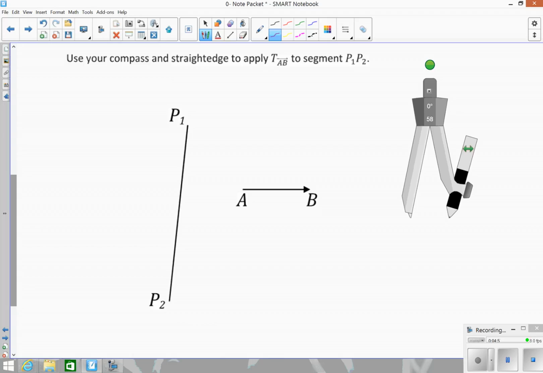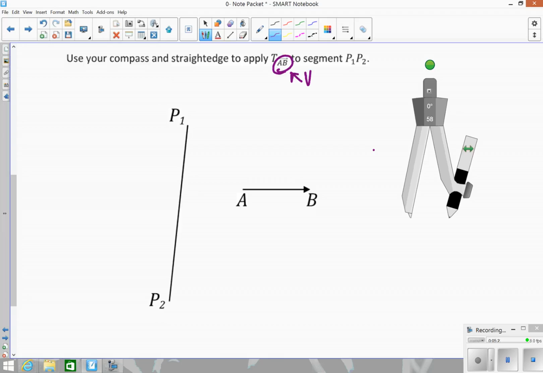But if I'm in plane space, meaning there's no graph, I can't just tell you to take this segment here and move right to up 1, because there's no measurement for you to count. So instead, we give you this vector. If you look, it says use your compass and straightedge to apply T, with a little subscript AB. That AB is the vector. So that tells you the distance and direction to go.